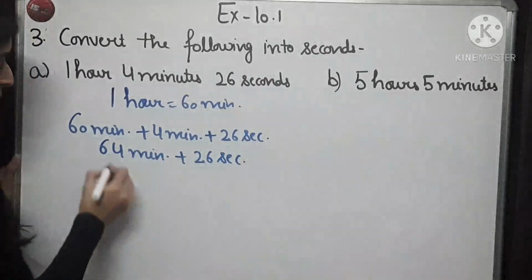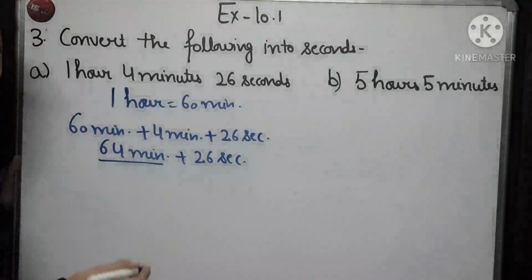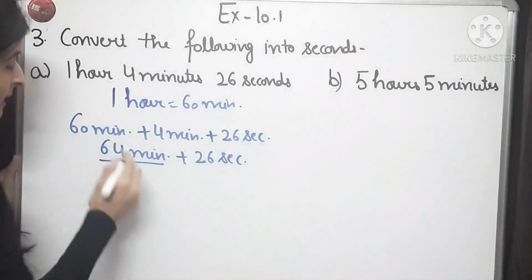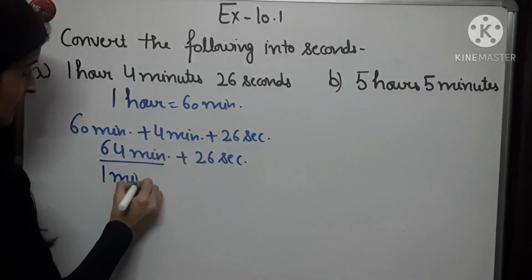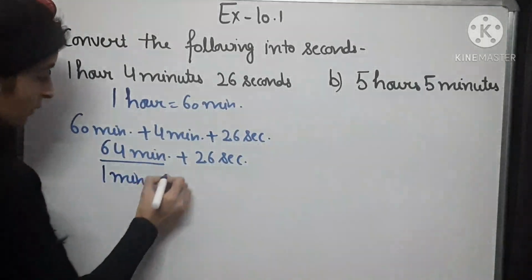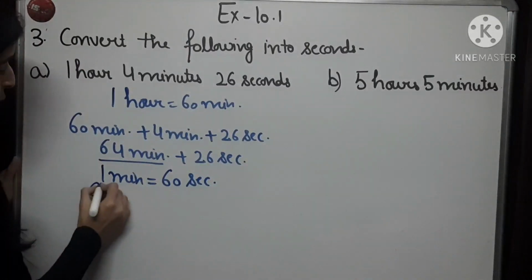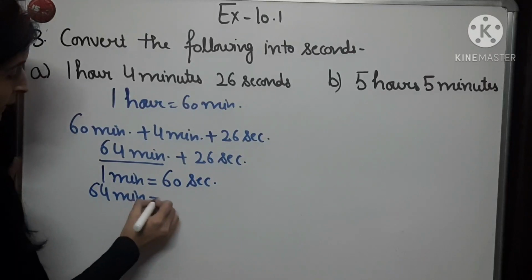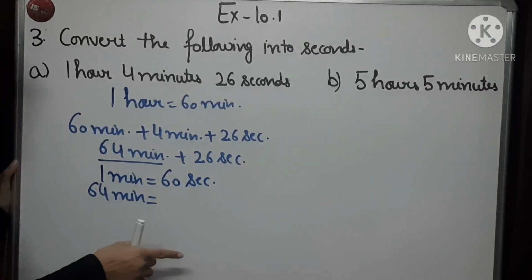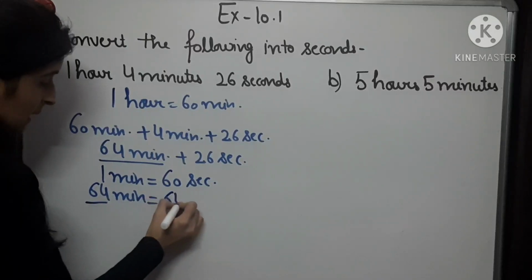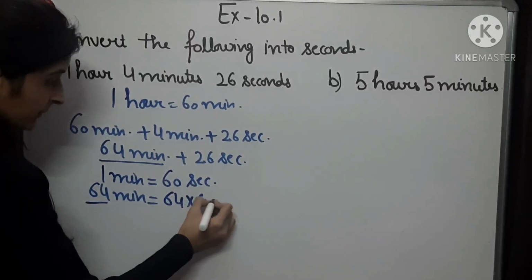So first of all, we have to convert these minutes to seconds so that we can add those seconds to these 26 seconds. So there are 60 seconds in 1 minute. 1 minute is equal to 60 seconds. So 64 minutes will be equal to, for converting minutes to seconds, what we will do? We will multiply the number of minutes by 60.